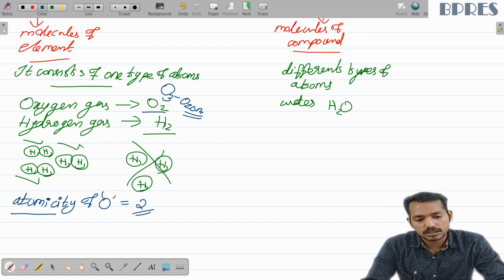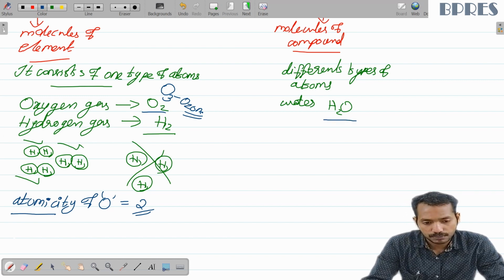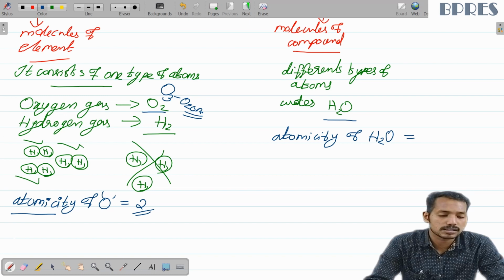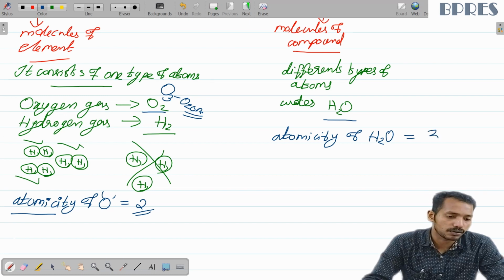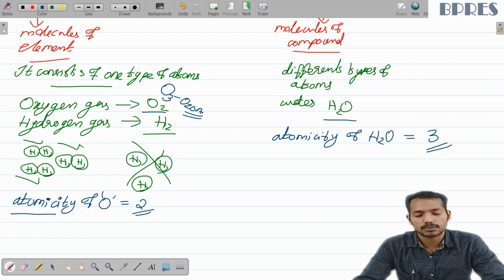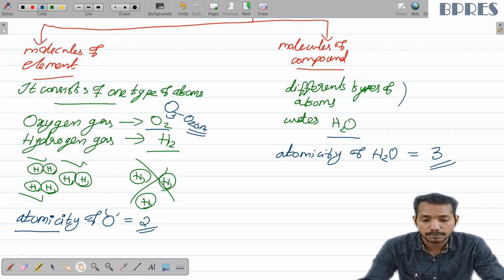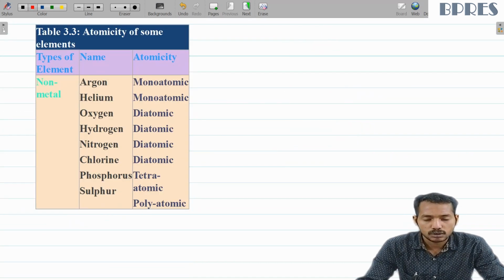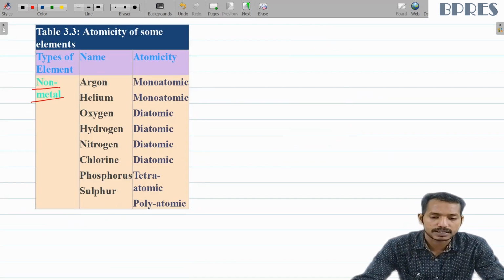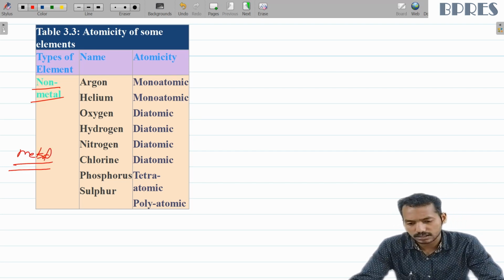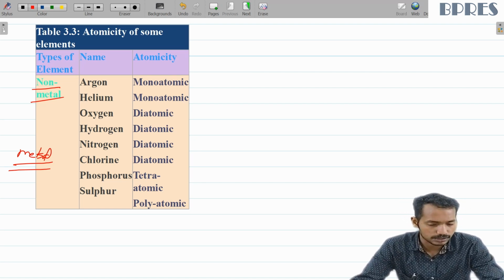In the case of atomicity of compounds, for example, atomicity of H2O: 2 hydrogen and 1 oxygen. So atomicity of H2O will be 3. So these are the two things we have to remember. On the basis of atomicity, elements are classified into different categories, especially the non-metals, because we are discussing only non-metals here. In the case of metals, they do not possess a certain molecular structure. It is different and a little complex, so we are not going to discuss that.